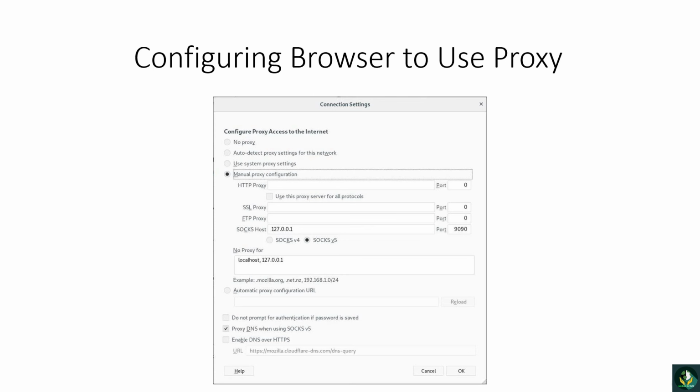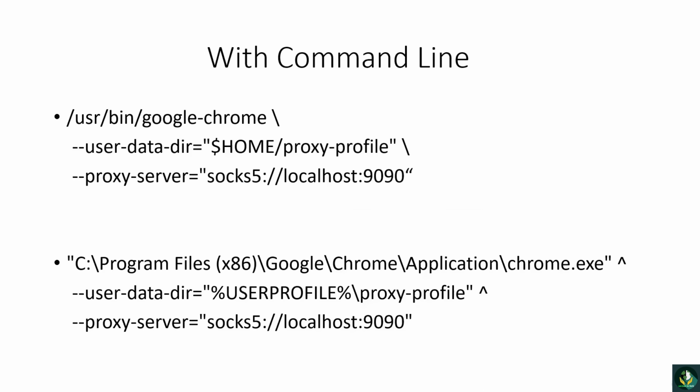And in Google Chrome, you can use a default system proxy setting instead of changing your operating system with a proxy command. You should use a command line. You should launch Chrome with a new profile and use your SSH tunnel with the command like this. This will be the command line for Linux and this will be for Windows.